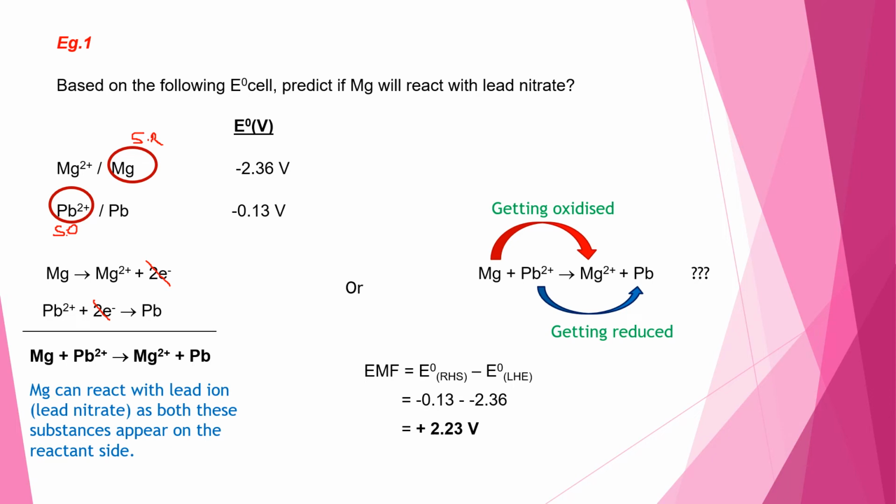So if the EMF is a positive value, it means that this reaction is spontaneous. And this is how we write it: yes, the reaction is spontaneous because the EMF is positive. So both these methods actually answer the same thing, but you can decide which one you are going to use when you have this kind of question.